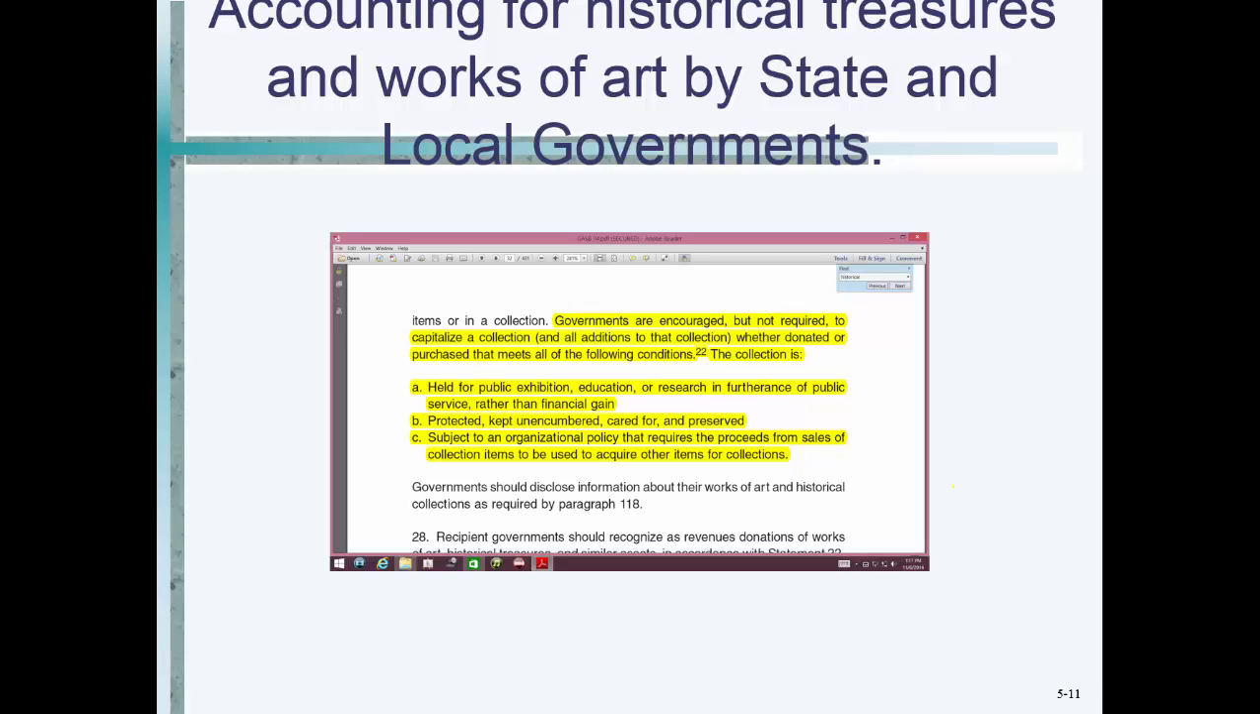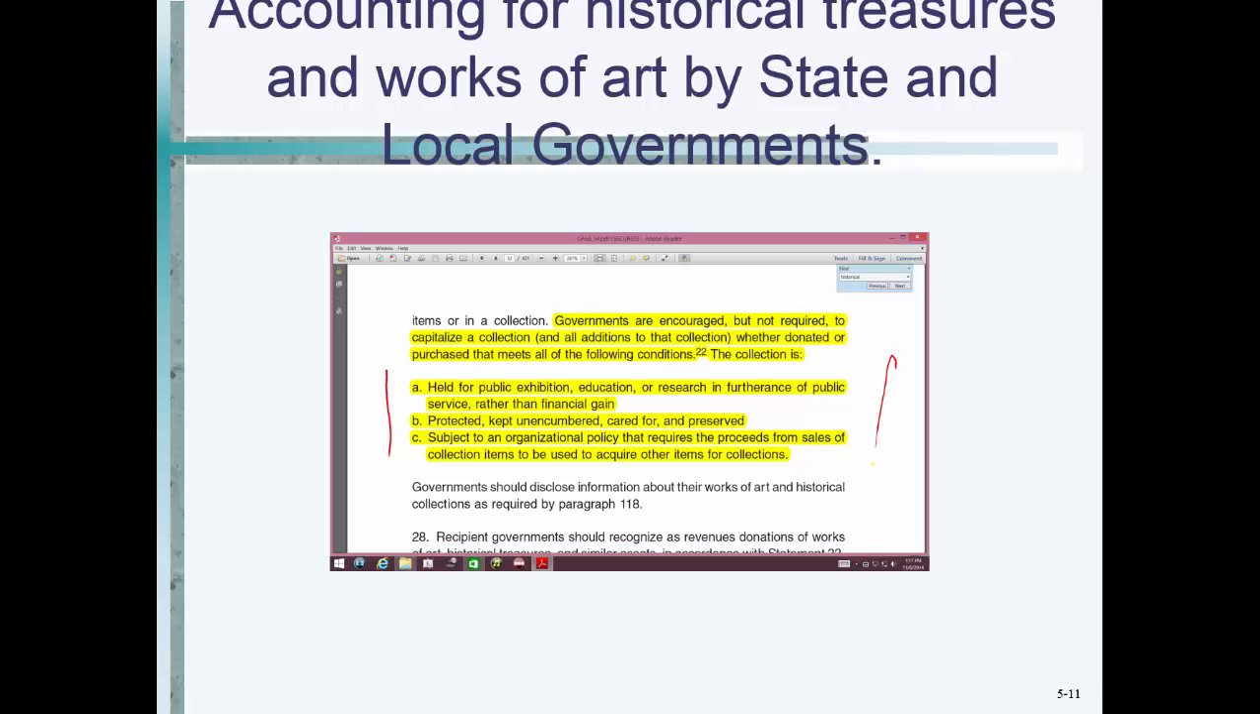Now, let me ask you, should Hayward put those pitchforks on their financial statements? Are they required to? Are they required to? And you take a look up here, and they say what? They are encouraged but not required to put historical treasures, works of art on their financial statements as long as they do what? As long as they meet these 3 requirements that you see here.